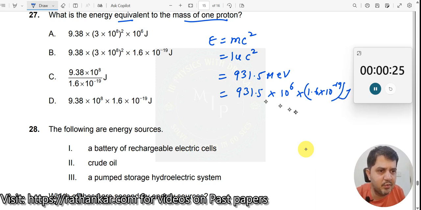Now closely look at which one resembles this one here. 1.6 into 10 power minus 19 is here, but there's 3 into 10 power 8 over here. So therefore this is not the right one. Here there's no 1.6, not the right one. Here divided by, not the right one. Here you have 9.38 into 10 power 8.